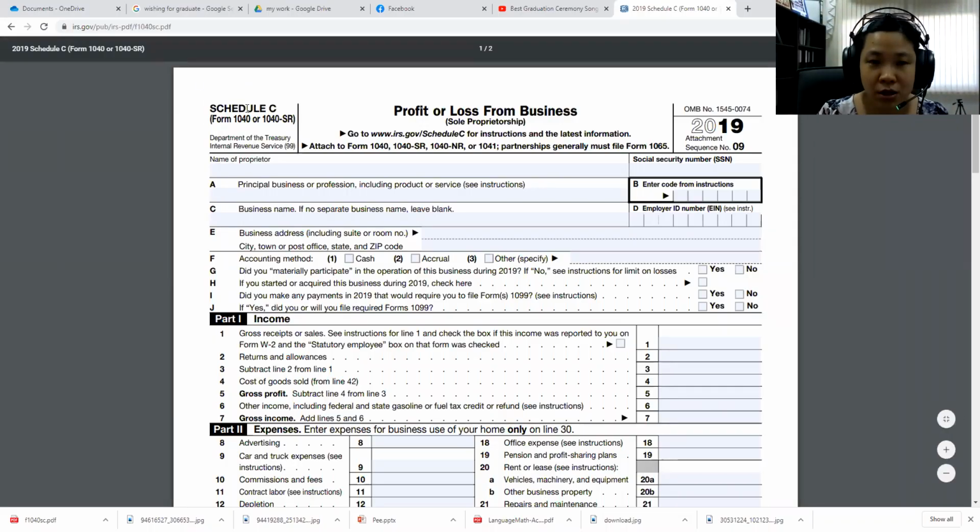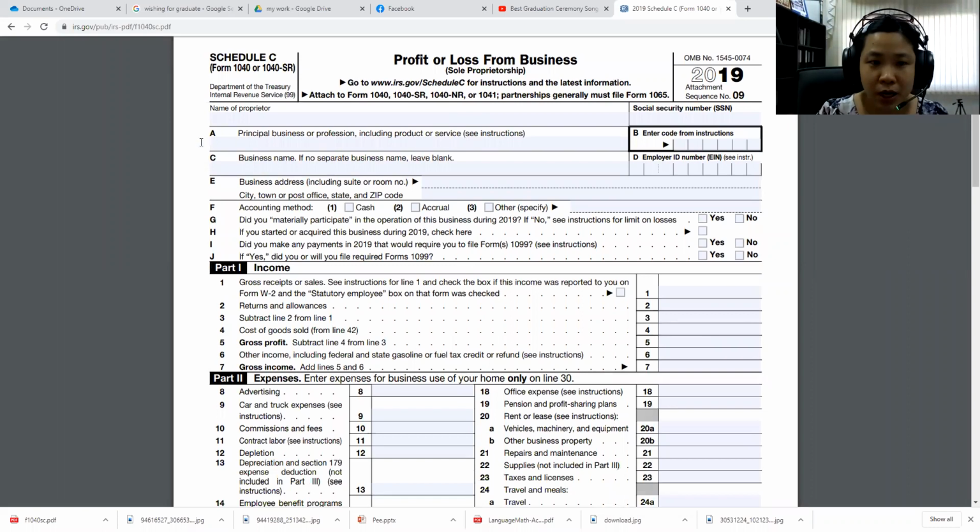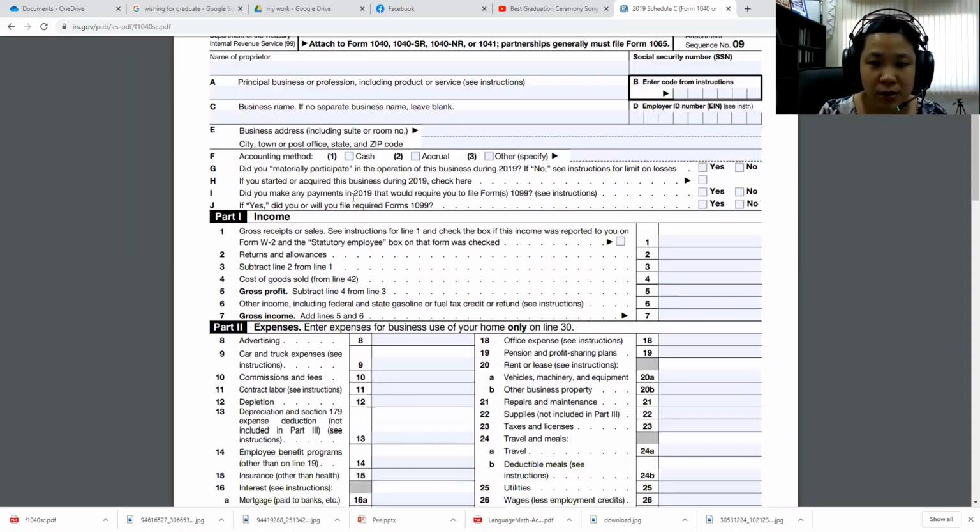It's a part of Form 1040. You will have to fill this form when you submit it with Form 1040, so we call it Schedule C. For Schedule C, we will have to write the name of the proprietor, the address, and what kind of accounting method you use, cash, accrual, or others.